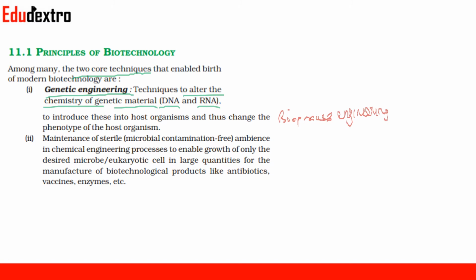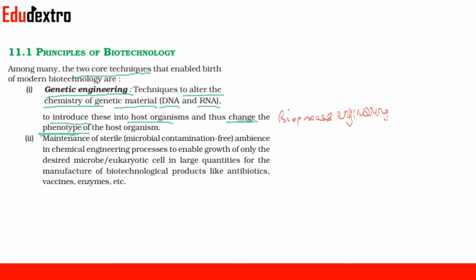So that is simple, guys. What do you mean by a chemical change in the genetic material? Basically we are doing some changes in the nucleotide sequence, and that is what we call an alteration in the chemistry of the genetic material, and these are introduced into the host organisms, and thus it will cause a change in the phenotype of the host organism.